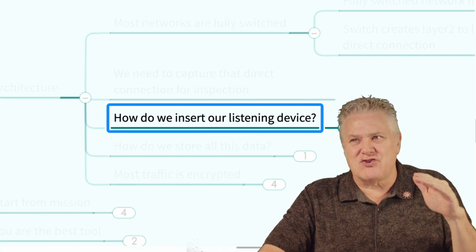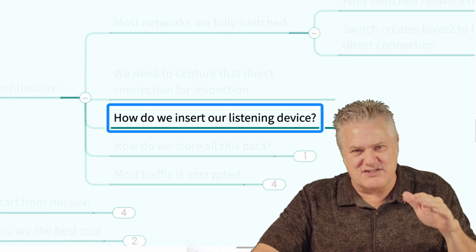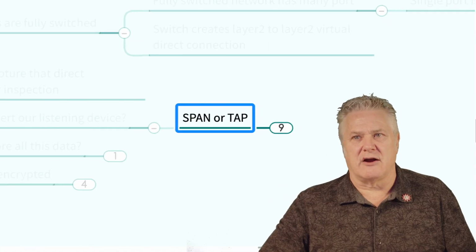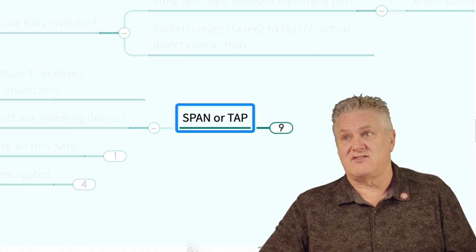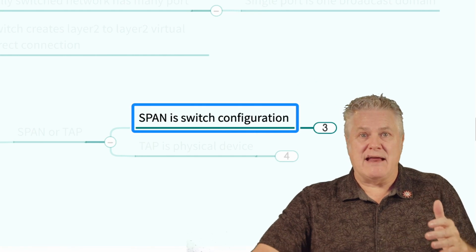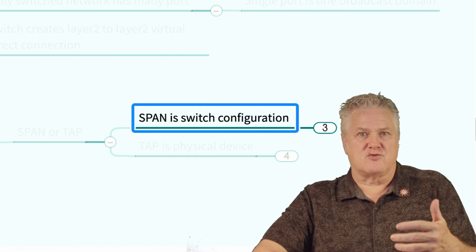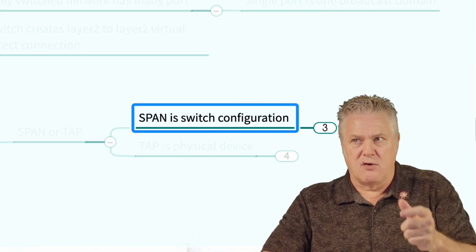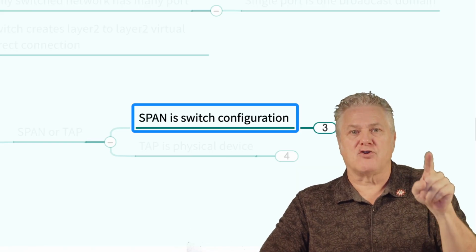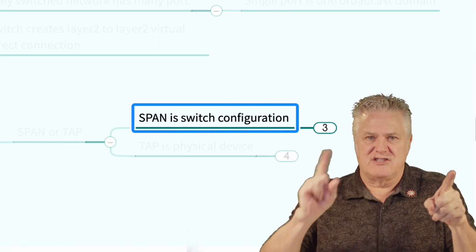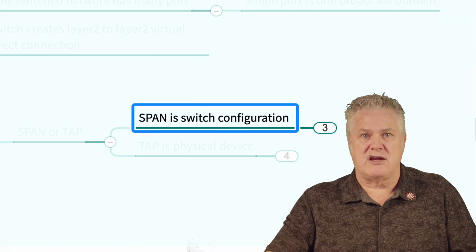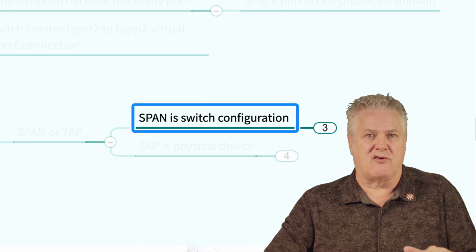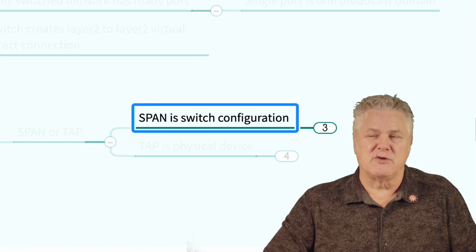So how do we insert ourselves, our listening devices, to get inside of that connection that we've created there? That comes in 2 flavors generally. That's either SPAN or tap. SPAN is a switch configuration. We go to the actual managed switch. If it's an unmanaged switch, you don't have these activities. You go into that switch configuration and you say, mirror all the traffic from this source to this destination through this port right here. And I'm going to show you at the end of this section a little physical diagram of how that all works, with a little bit of show and tell.